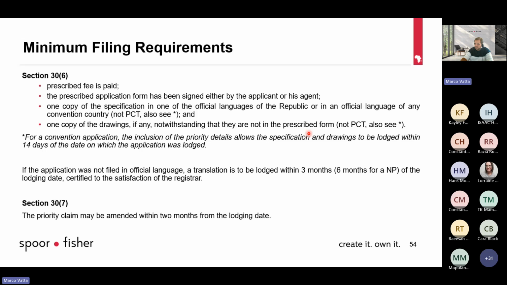If the specification that is filed is not in one of the official languages in South Africa, then the applicant has 3 months within which to file the translation of the specification for complete application. But if it's a national phase application, the applicant has 6 months within which to file the translation. Provision is also made in terms of section 37, where the applicant can amend the priority details of an application.